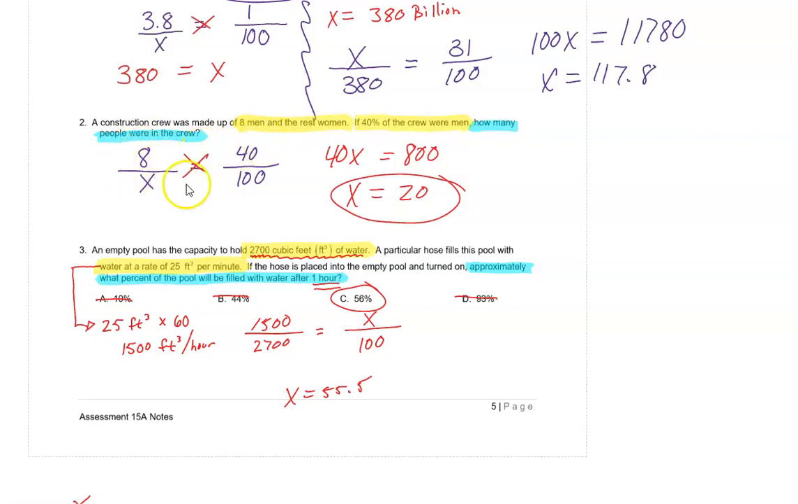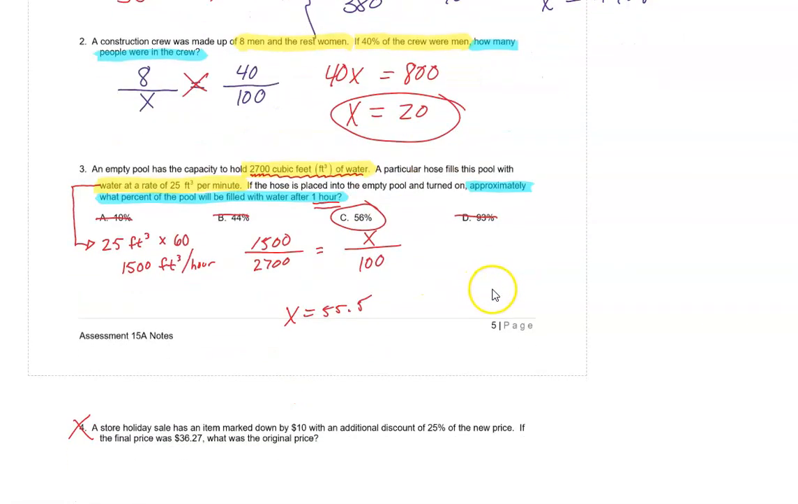I'm trying to figure out how many total people there are. So men and women. We cross multiply, I get 40x equals 800. When I divide, I get 20. That means there were 20 total people. If I wanted to go a step further and say how many women are there, 20 minus 8 is 12. That would represent 60% of the total, but it doesn't ask that.